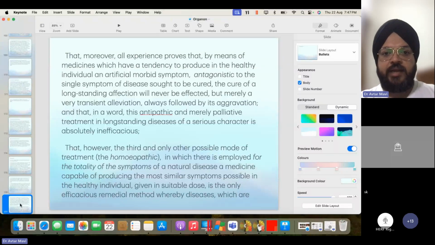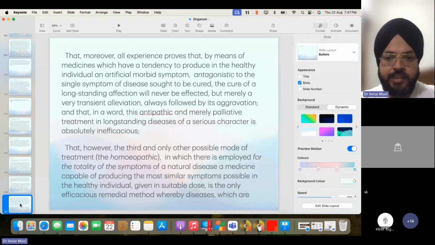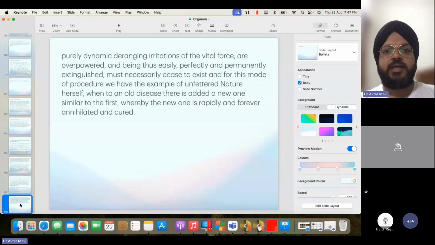And in a word, this antipathic and merely palliative treatment in long standing diseases of a serious character is absolutely inefficacious. So in chronic diseases, this kind of antipathic treatment is completely inefficacious. However, the third and only other possible mode of treatment, the homeopathic, in which there is employed for the totality of symptoms of a natural disease a medicine capable of producing the most similar symptoms possible in the healthy individual, given in suitable dose, is the only efficacious remedial method whereby diseases, which are purely dynamic derangements of the vital force, are overpowered and thus easily, perfectly, and permanently extinguished.